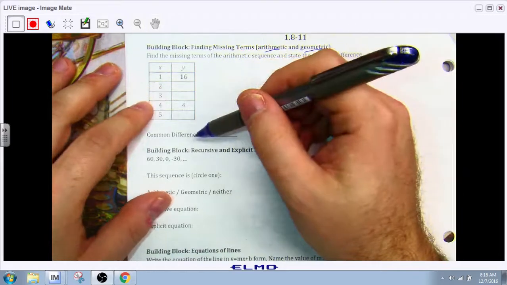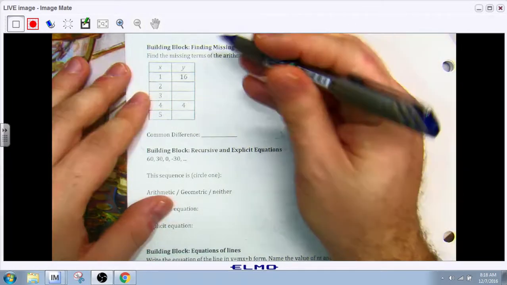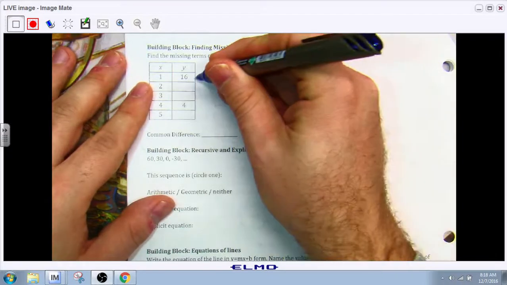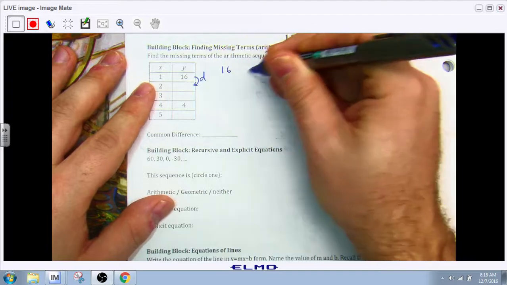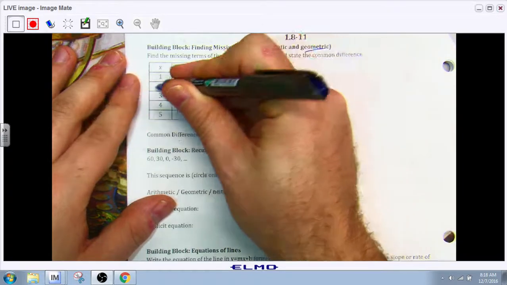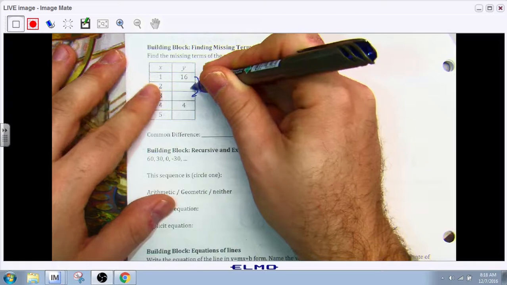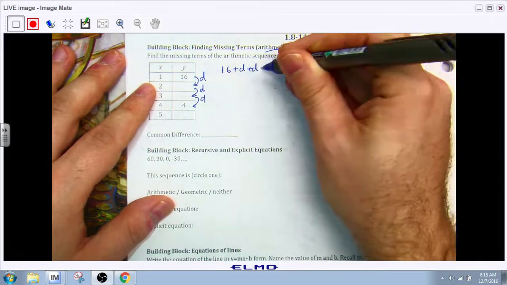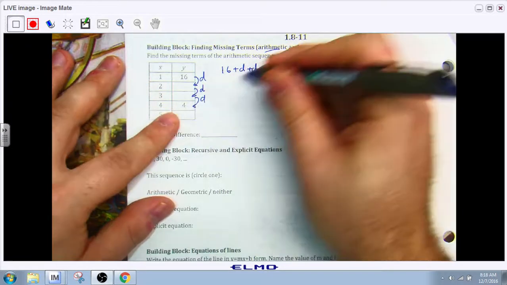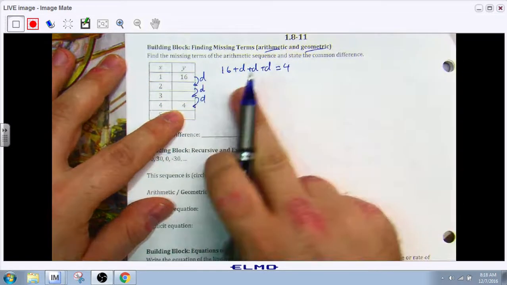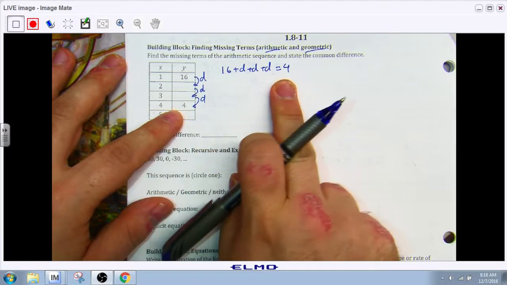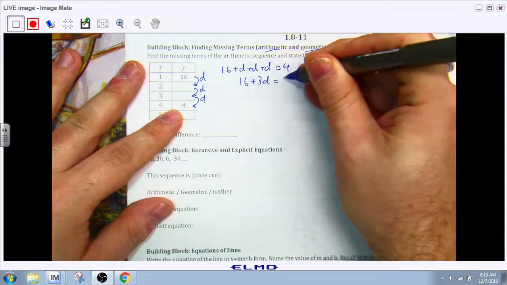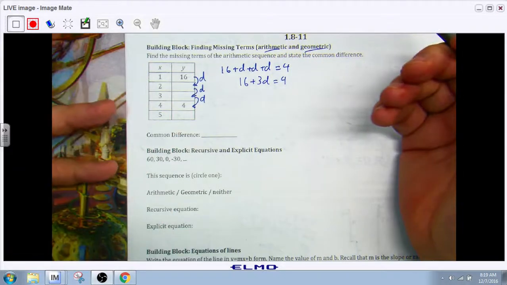And so one of the ways we can do this is we can build an equation. Because I know that 16 plus whatever my common difference is will get me this second term. Then if I add that difference again, that would give me my third term. And then if I add that difference again, that would give me my fourth term, which I know is 4. So if I take 16 and add some number 3 times, it's going to be 4. Well, that's 16 plus 3d equals 4. And now I just solve for d like I would any other two-step equation.